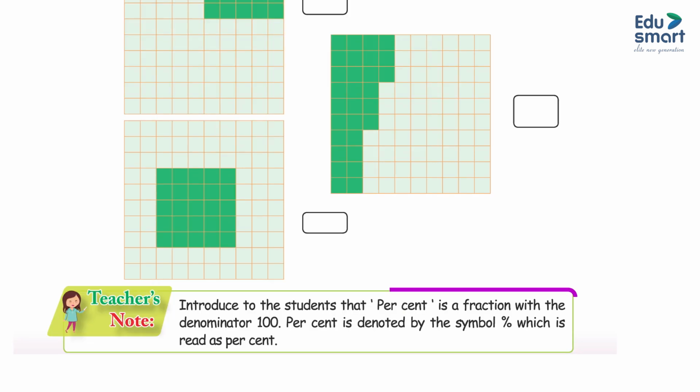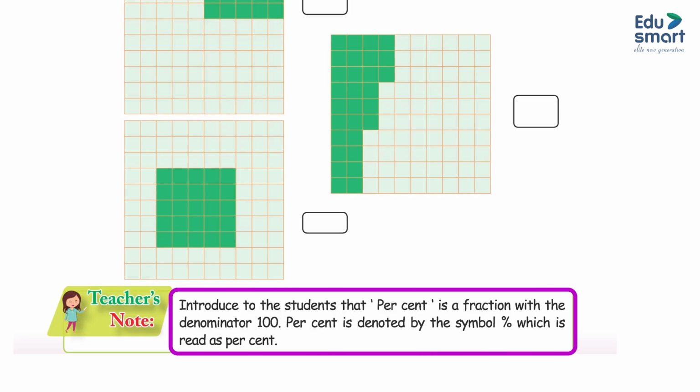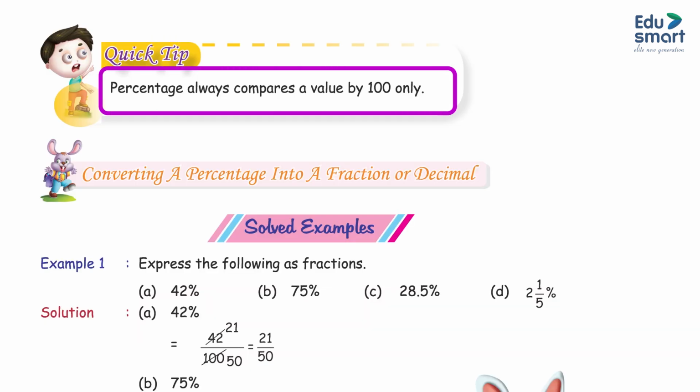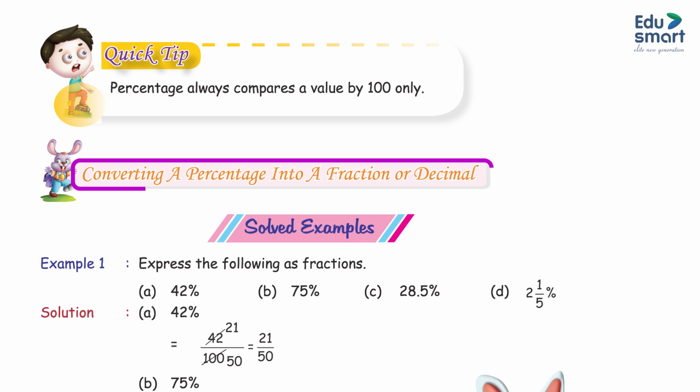Teacher's note: introduce to the student that percent is a fraction with the denominator 100. Percent is denoted by the symbol %, which is read as percent. Quick tip: percent always compares a value by 100 only. Converting a percent into a fraction or decimal.